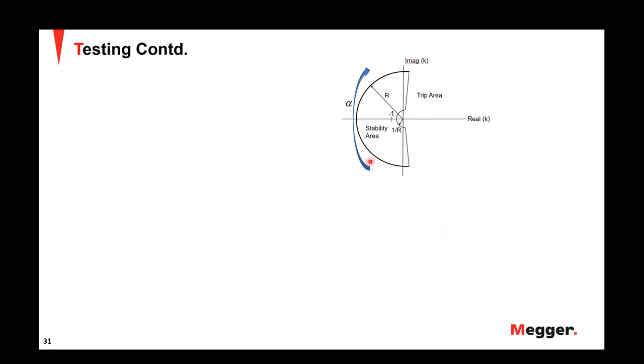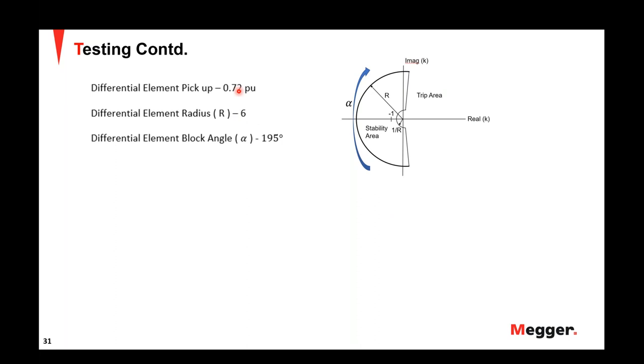So here is the alpha plane and the settings associated with the plane. We have the settings for the phase differential element, which is 0.72 per unit. Then we have the differential element radius, which is at 6, which means my R is at 6, and this is 1 over 6, the inner arc and the outer arc. And then the block angle setting is at 195 degrees. So here's my block angle.